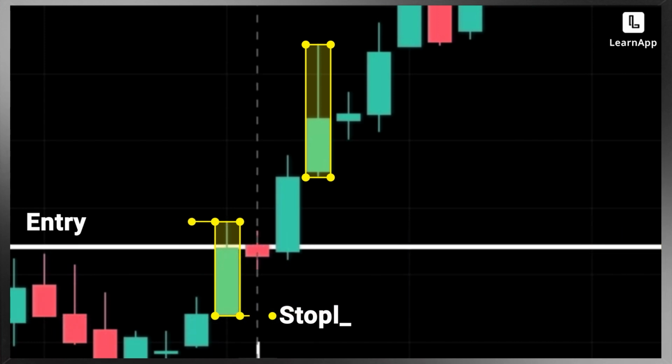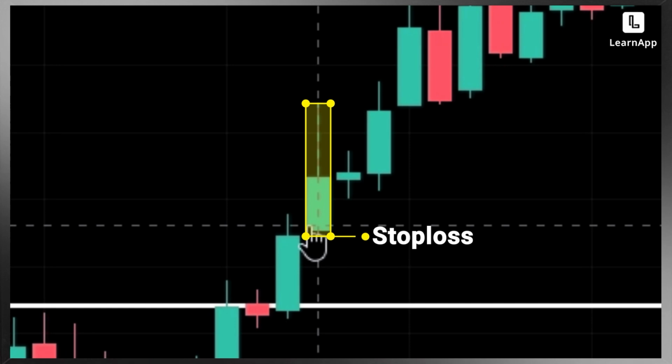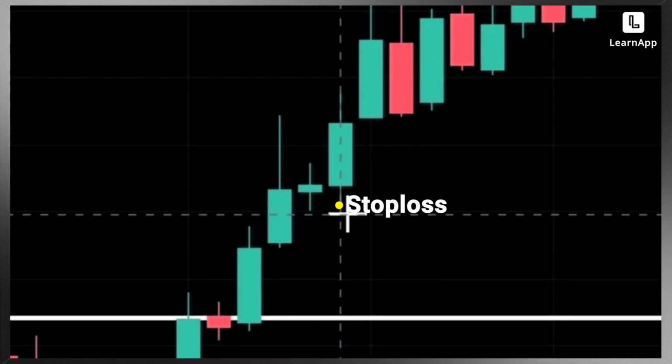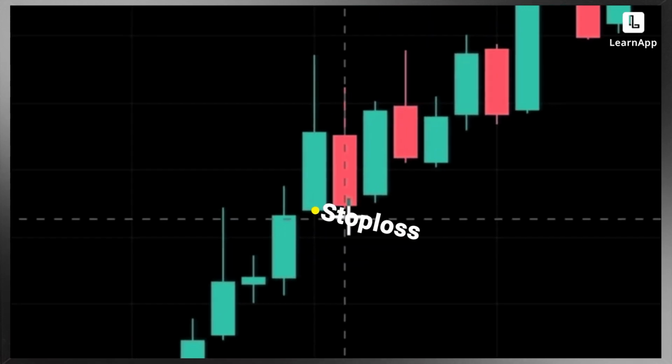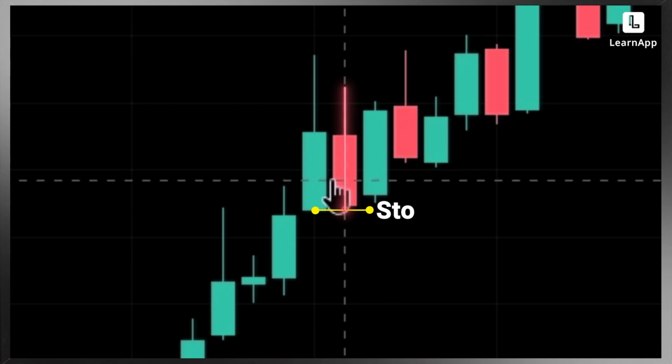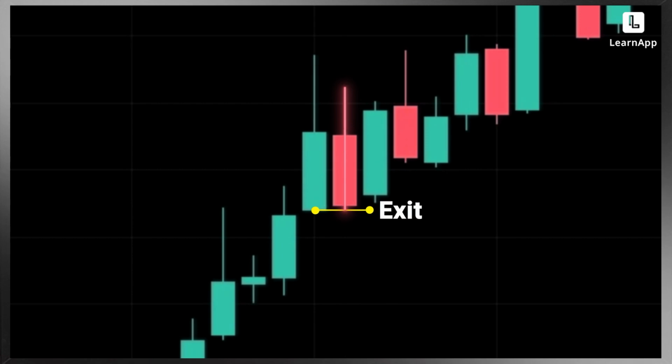Our stop loss moves from here to here. Then a higher low forms. We move our stop loss to here, a higher low over here, a higher low over here, and then one tick takes away our trailing SL over here, and we happily take what the market gives us.